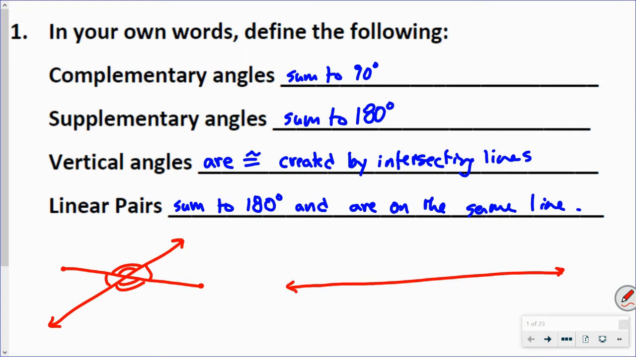They're on a straight angle, and then you could have something coming off here. So if this is 1 and this is 2, angle 1 and 2 are a linear pair. They add up to 180 and are on the same line. They are also considered supplementary, but we use the word linear pairs instead.